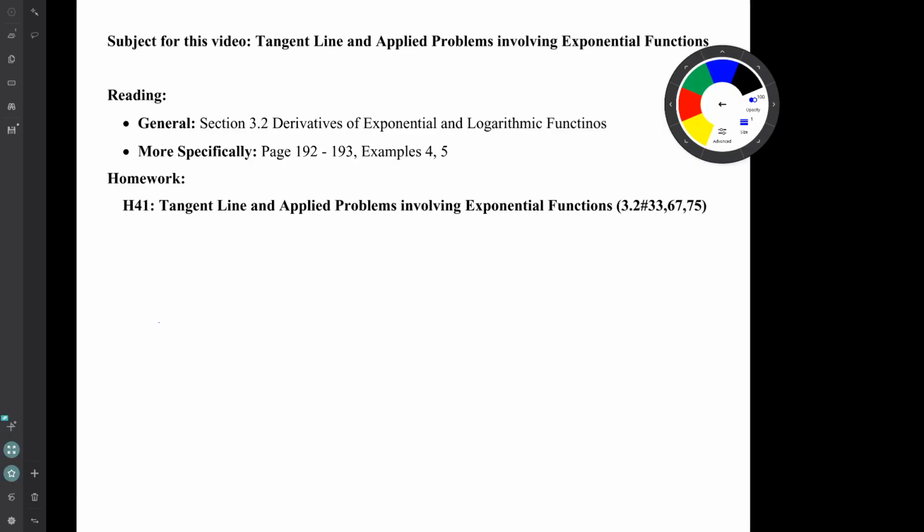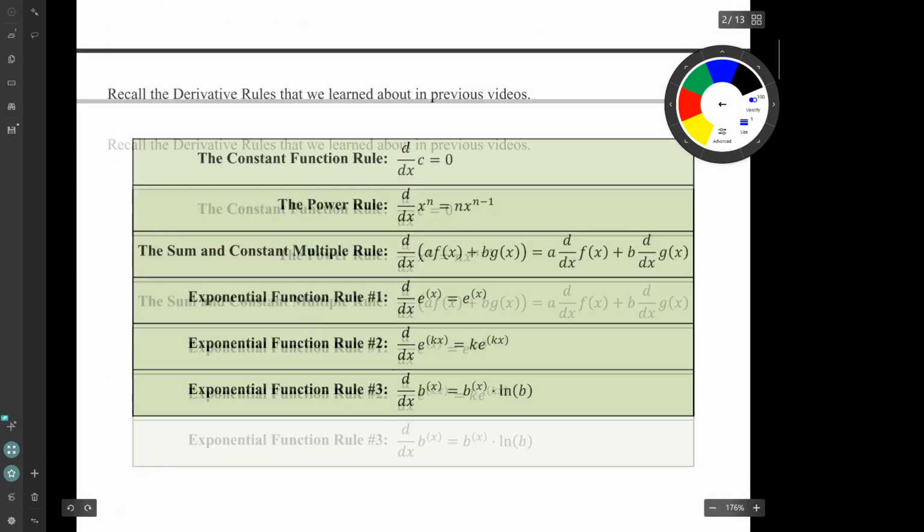Hi, I'm Mark Barsamian. In this video, I'll be discussing tangent line problems and applications problems involving exponential functions. This material is from section 3.2 of the book, and more specifically from the tail end of that section, pages 192 to 193, examples 4 and 5. The corresponding homework is this set of 3 problems from section 3.2.